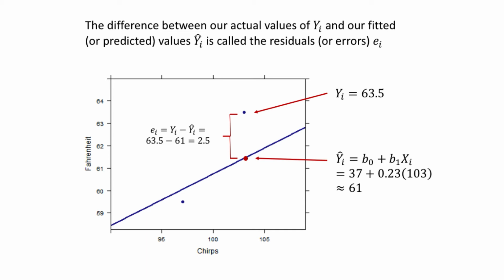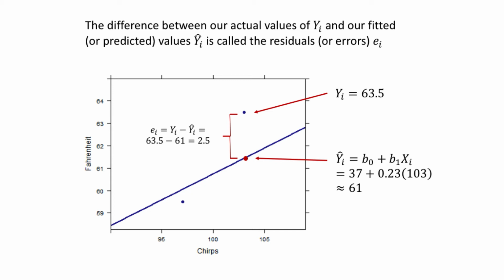It's a residual because you can think of it as what's left over after we use our line for prediction. To put it another way, it's an error. Okay? It's how off we are. If we use this model for prediction, we're going to be off. In this case, we're off by about 2.5 degrees Fahrenheit.